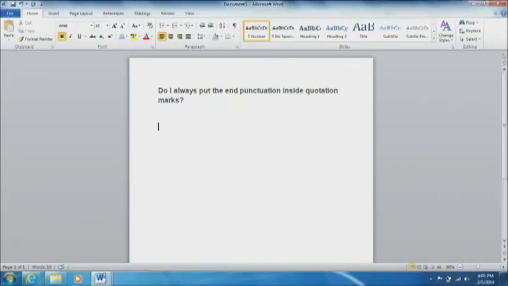All right, I actually have another text question here, and it is a language arts question. If we can show my screen, it is asking, do I always put end punctuation inside quotation marks? And that's a really good question because this is kind of confusing. Typically, the end punctuation always goes in. If you can see this on my screen, I'll make it a little bit bigger.